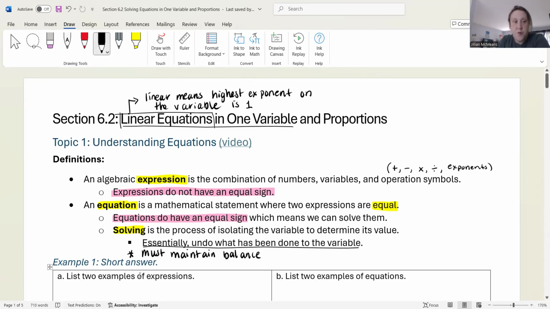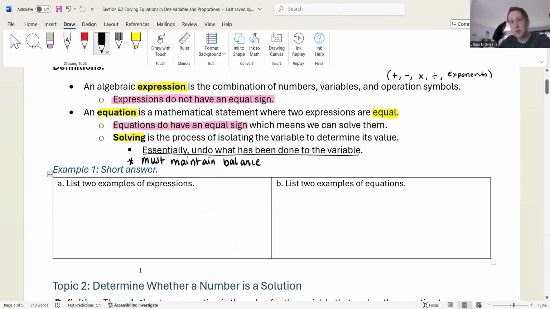For example 1, I just have the direction short answer. Sometimes when I'm trying to do two things that are unrelated, it's not easy to create a direction, so I'll just say short answer. For part A, the directions are to list two examples of expressions. I'm going to intentionally keep things linear and single variable. To keep it linear, the highest exponent is going to be a 1. Single variable just means one type of variable. You can have variables show up in multiple terms, they just have to be the same variable. So I could have something like 4x minus 2.